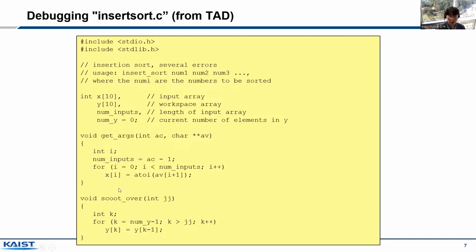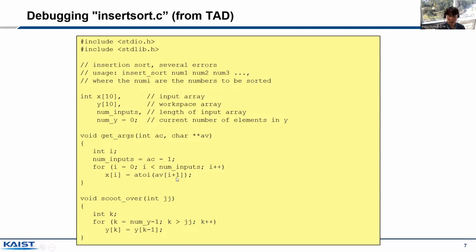And here, first we initialize num_inputs with AC - 1. The reason why we subtract 1 is that the command line arguments already contain the default argument, which is the program name, at the first element of the argument vector. Because of that, we need to subtract 1. And our real arguments start from av[1].